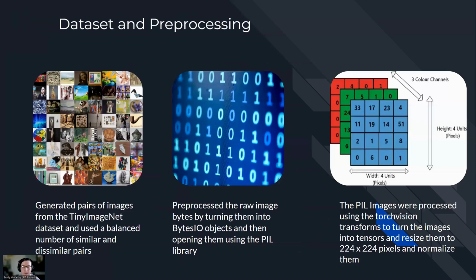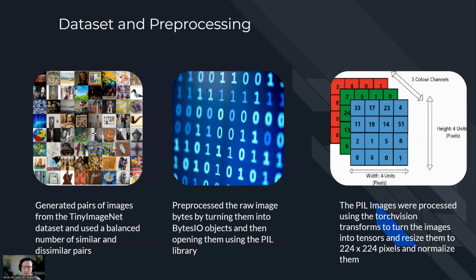For our dataset and pre-processing, we use the training set of the Tiny ImageNet. So we used a balanced number of pairs. We had a balanced number of similar and dissimilar pairs that we generated from the training split of the Tiny ImageNet dataset. And then we pre-processed them into BytesIO library objects, and then used the Python Image Library to open them up into image objects.